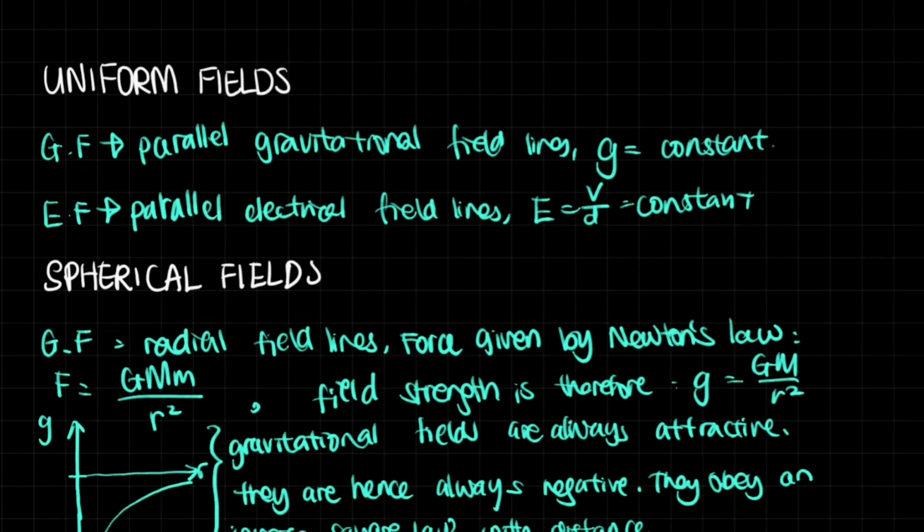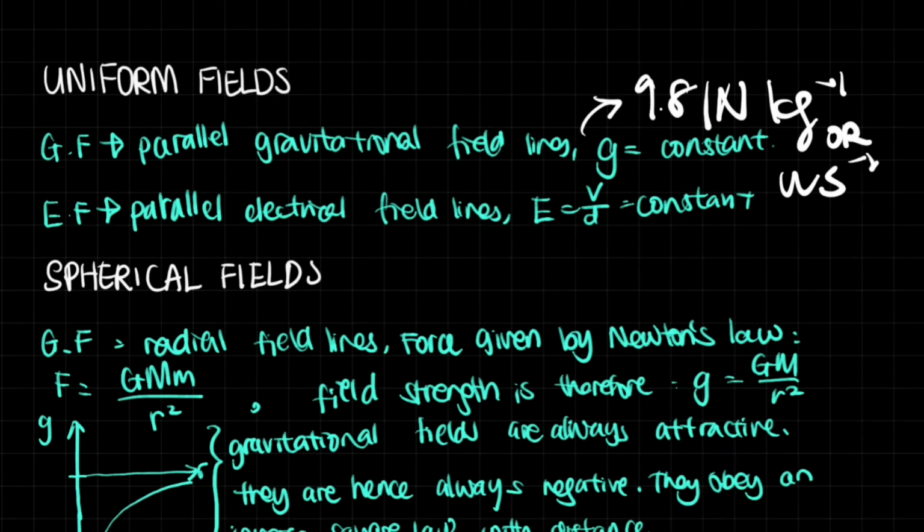Going back to our topic of uniform fields, gravitational fields have parallel gravitational field lines, and g is a constant. For electric fields, we have parallel electric field lines. We have an additional equation for this, which is V over d, and that is also constant. And I might remind you that g is 9.81 newtons per kilogram, or meters per second squared. Then we have spherical fields, or radial fields, as another word for that.